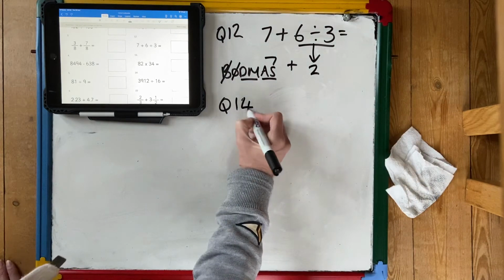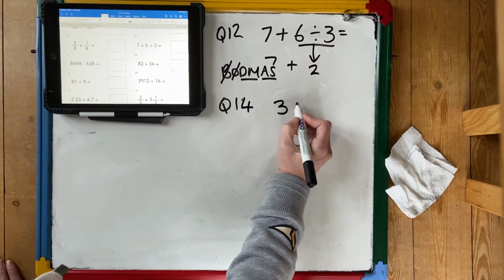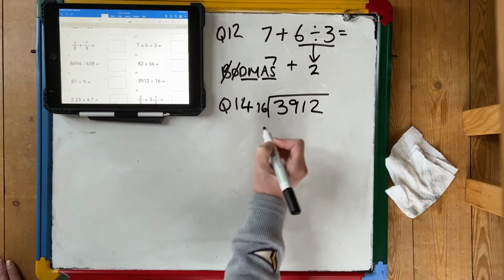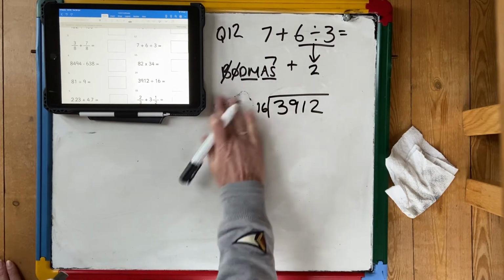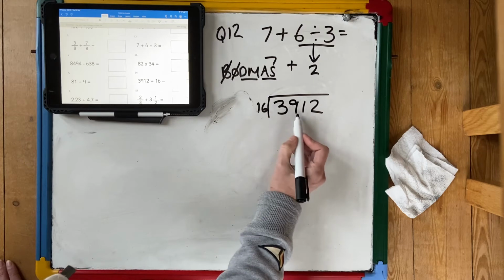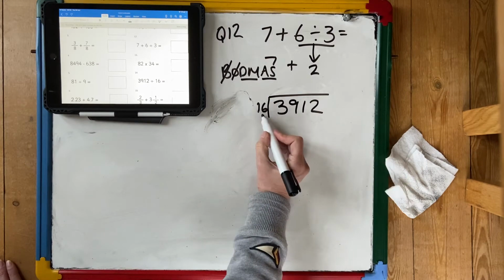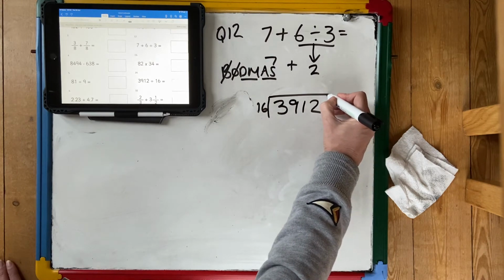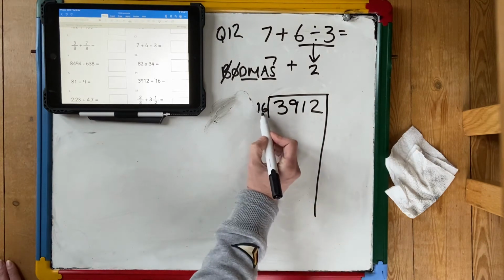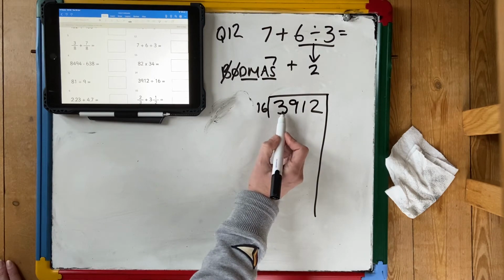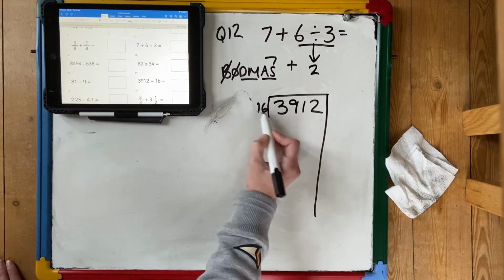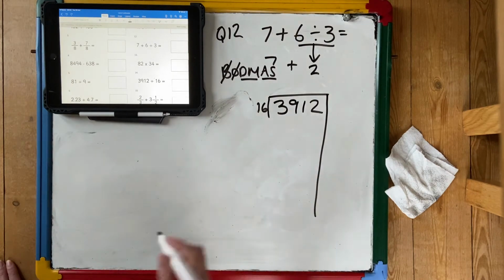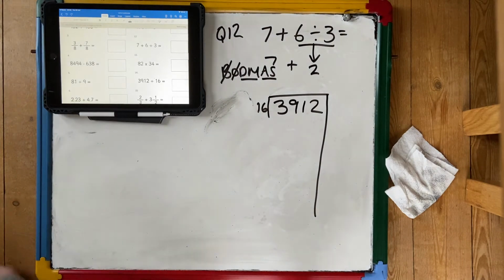Question 14. 3,912 divided by 16. So it's asking you how many 16s are in 3,912. Because you're dividing it by a 2-digit number, we tend to use long division. Some of you may want to do short division. How many 16s are in 3? 0. Carry the 3. How many 16s are in 39? So some of you may want to continue with short division. If not, long division. So remember your starburst here.